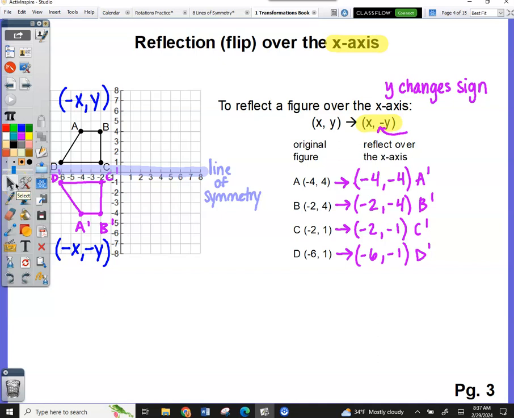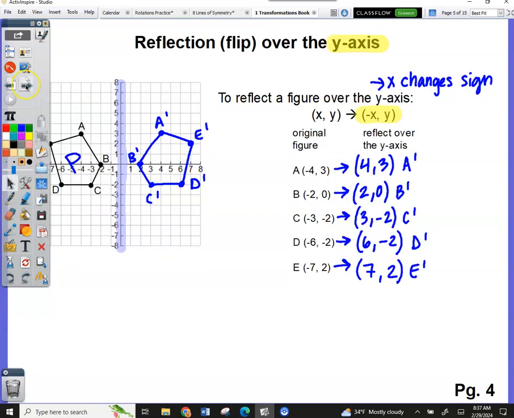What is it symmetrical to? What's the line of symmetry? In this case, it's the x-axis, because that's where you would fold it for those to match. The line of symmetry here would be the y-axis. That's where I would fold it, and those would match.